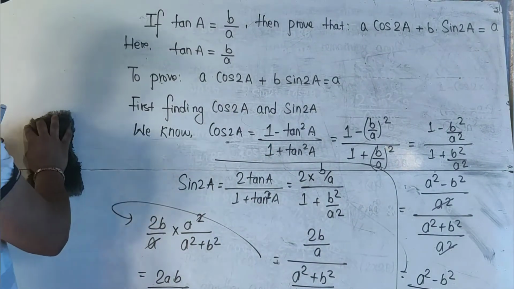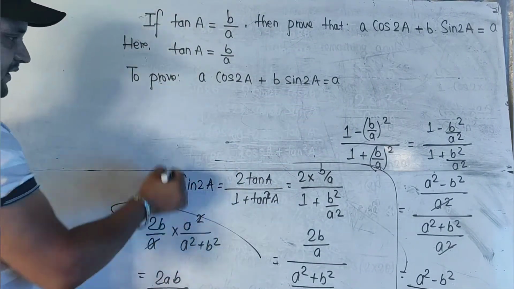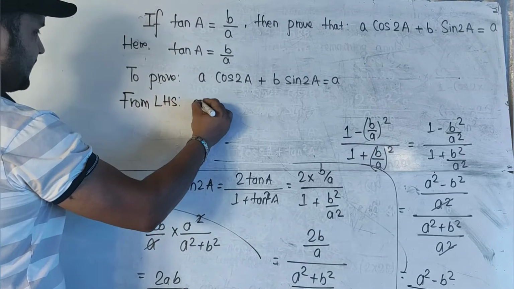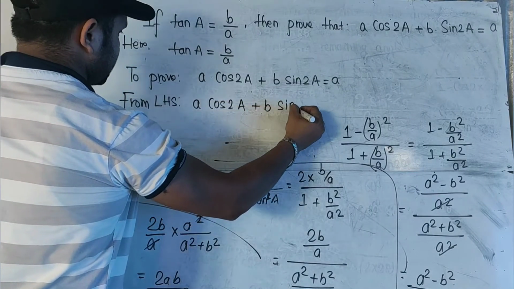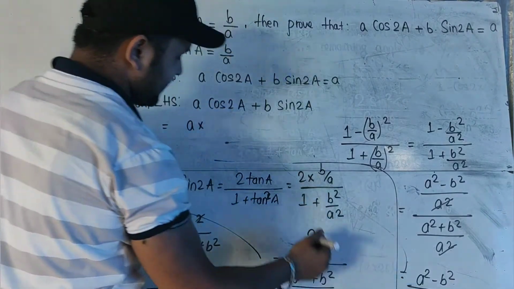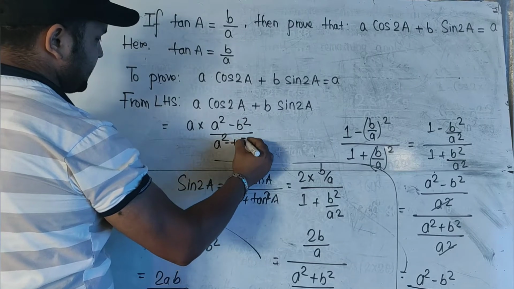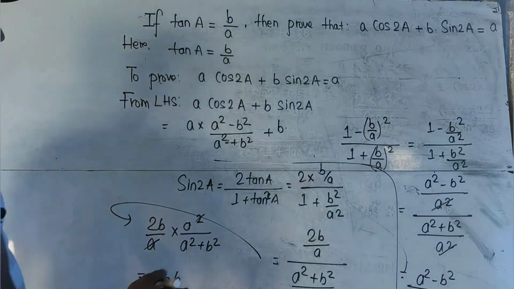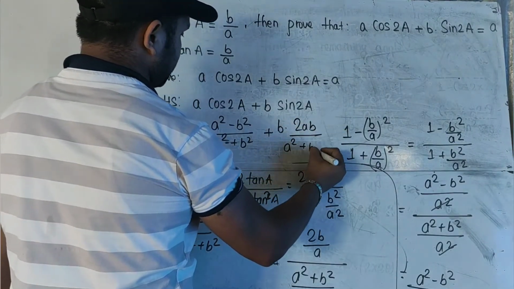Now we'll start from the LHS. After you complete this, you'll write here from LHS. Your LHS is a cos 2A plus b sin 2A. Now you'll put the values that you have obtained. We got the value of cos 2A as a square minus b square divided by a square plus b square, and b will be the same. Now the value of sin 2A is 2ab by a square plus b square.